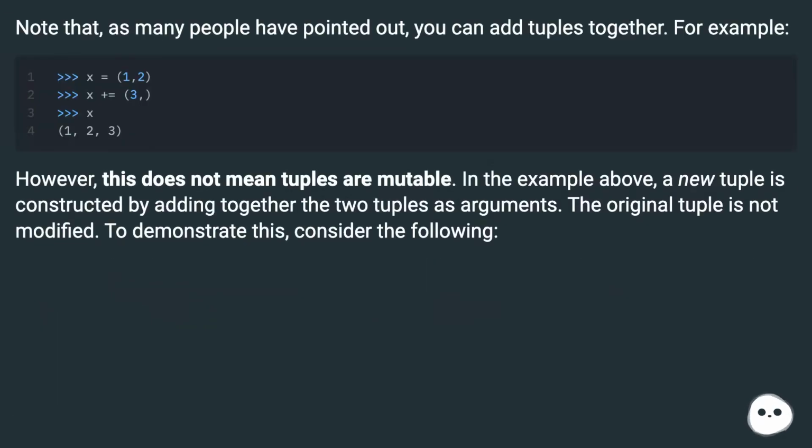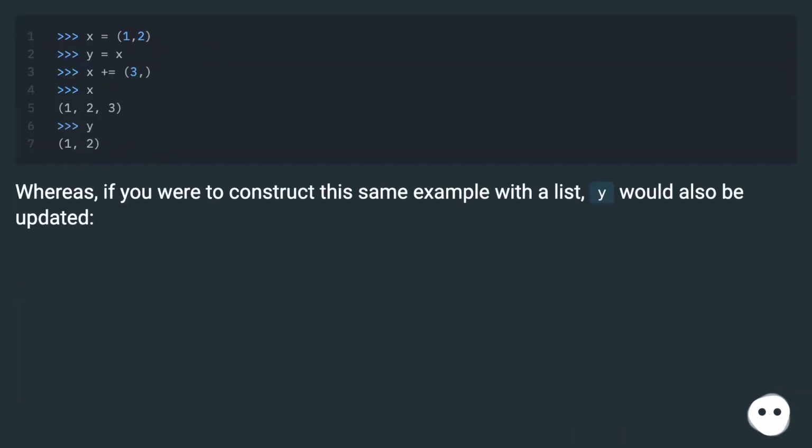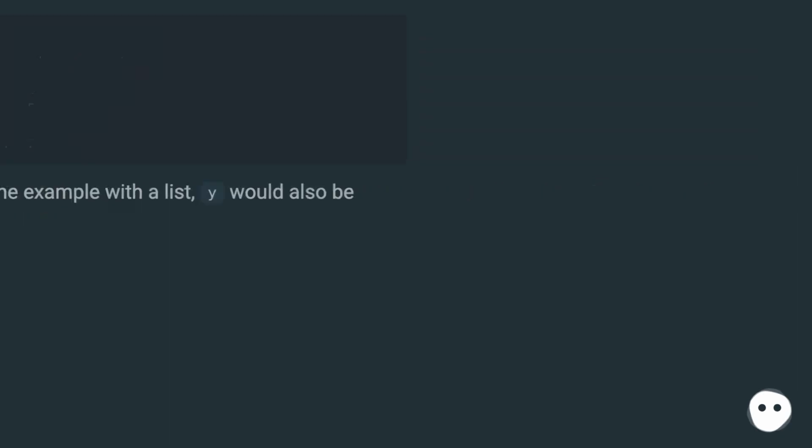Note that, as many people have pointed out, you can add tuples together. For example, however, this does not mean tuples are mutable. In the example above, a new tuple is constructed by adding together the two tuples as arguments. The original tuple is not modified. To demonstrate this, consider the following. Whereas, if you were to construct the same example with a list, y would also be updated.